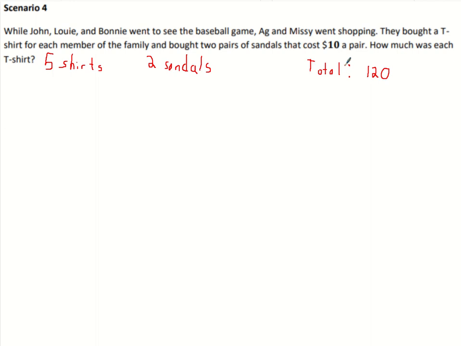Now, when I think of the word total, and I want to think of what kind of an operation that's going to be, addition. To find my total, I'm going to add some stuff together. I'm going to add together all of my pieces. Well, what are the pieces that make up my total? Well, what are the things that I bought? Well, I bought 5 shirts and 2 sandals. We don't know the price of our shirt, so our shirt we're going to have as S.